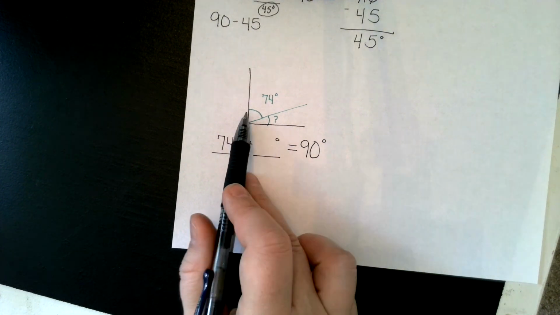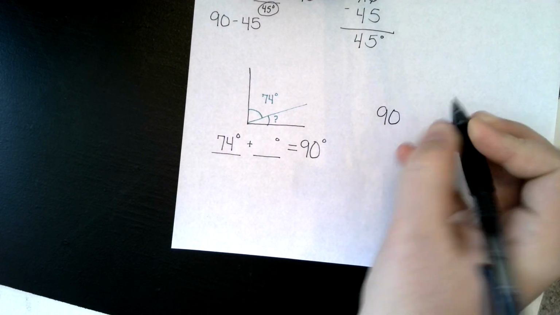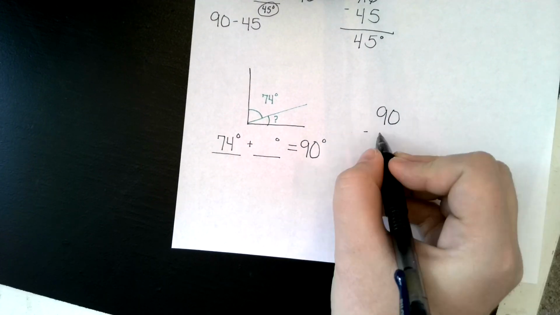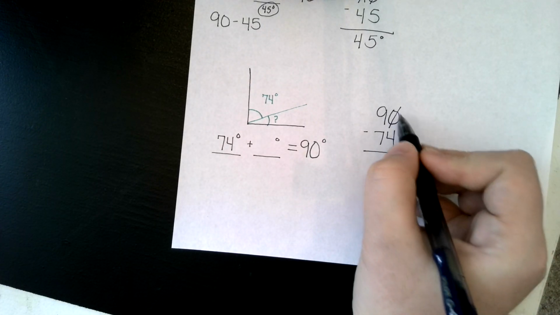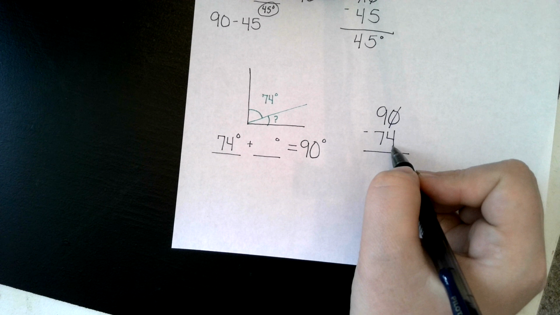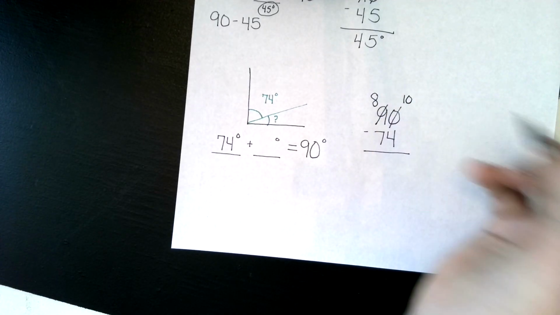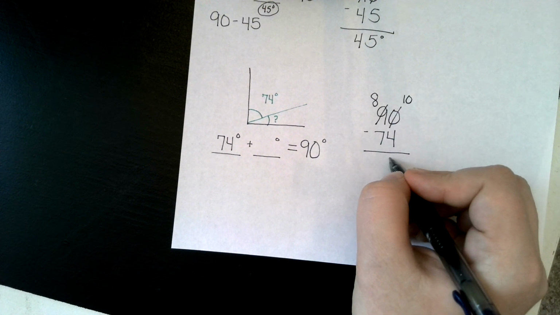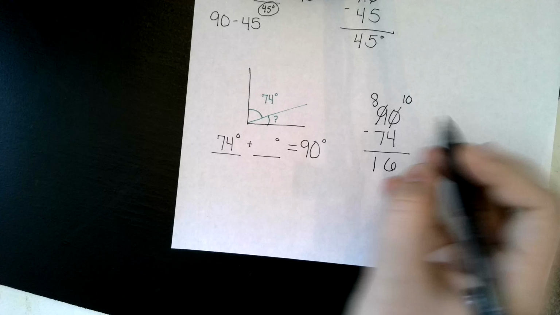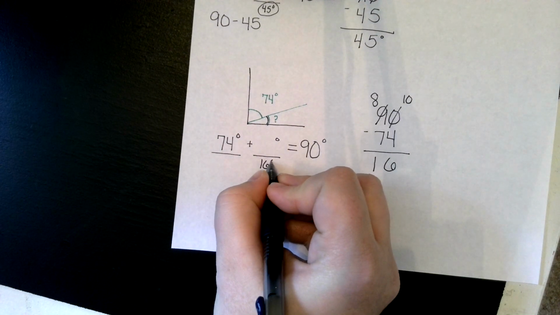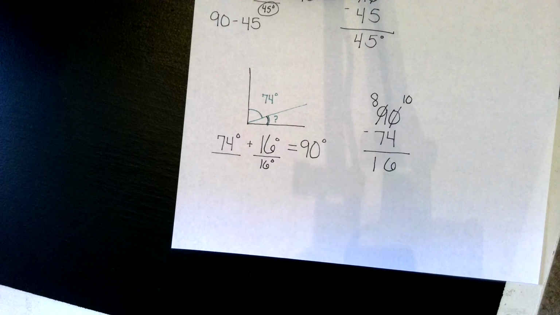And I can do that vertically again. I could skip count if I wanted to. Okay, either way you choose to do this is fine. I know that if I have 0, I can't take away 4. I'm going to decompose a 10. It gives me 8 10s and 10 1s. 10 take away 4 is 6. 8 take away 7 is 1. The measurement of this little angle is 16 degrees.